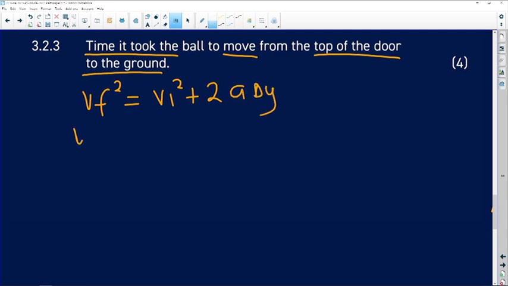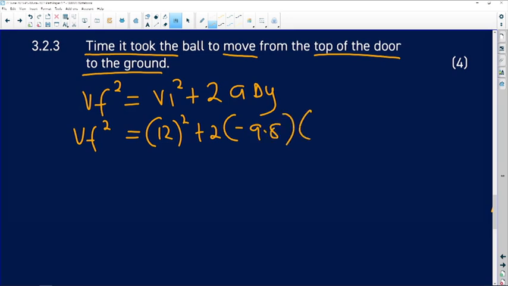Do we know the final velocity? That is what we are looking for at the top of the door. Therefore, here we have 12 squared, plus 2. Remember, down is positive. And therefore, we are going to have minus 9.8.